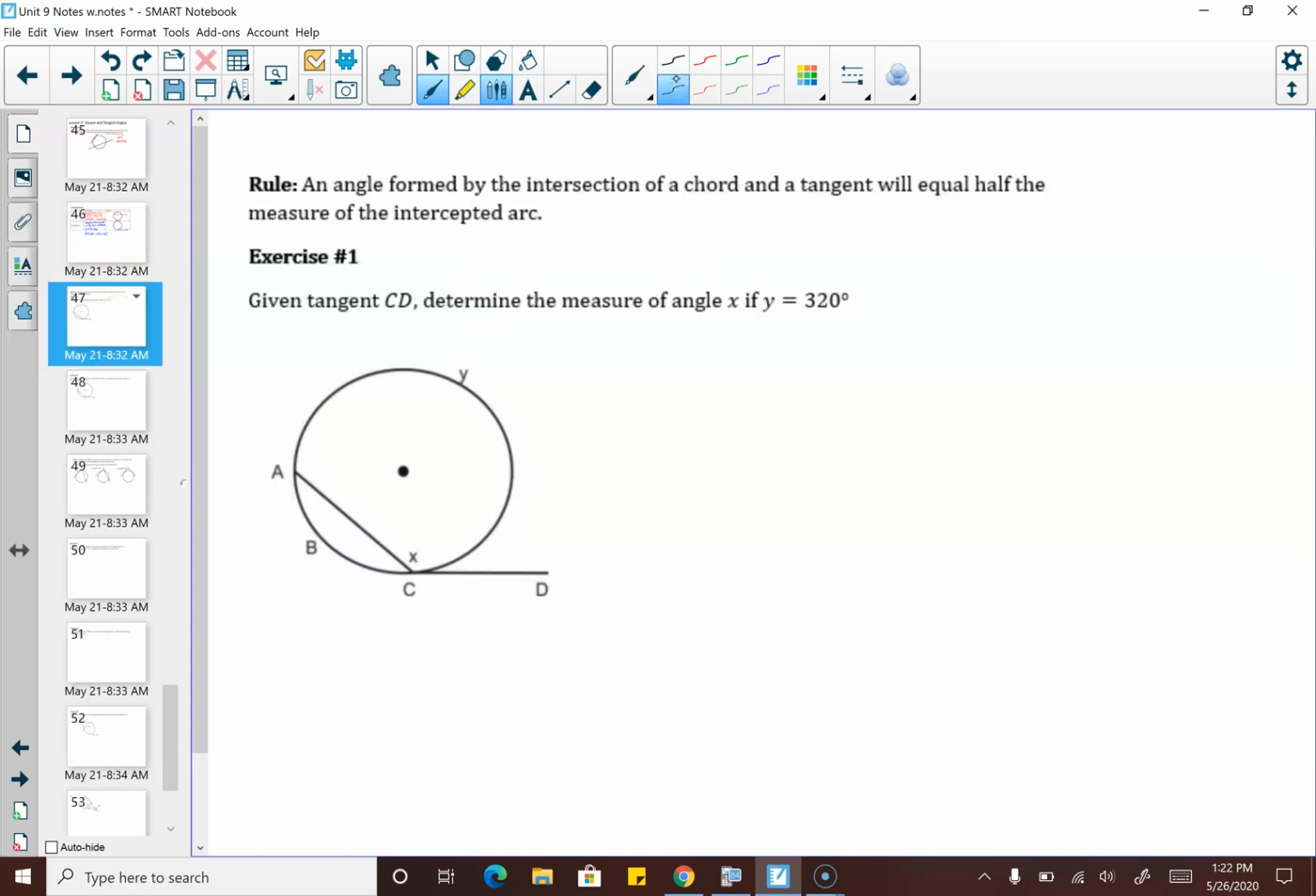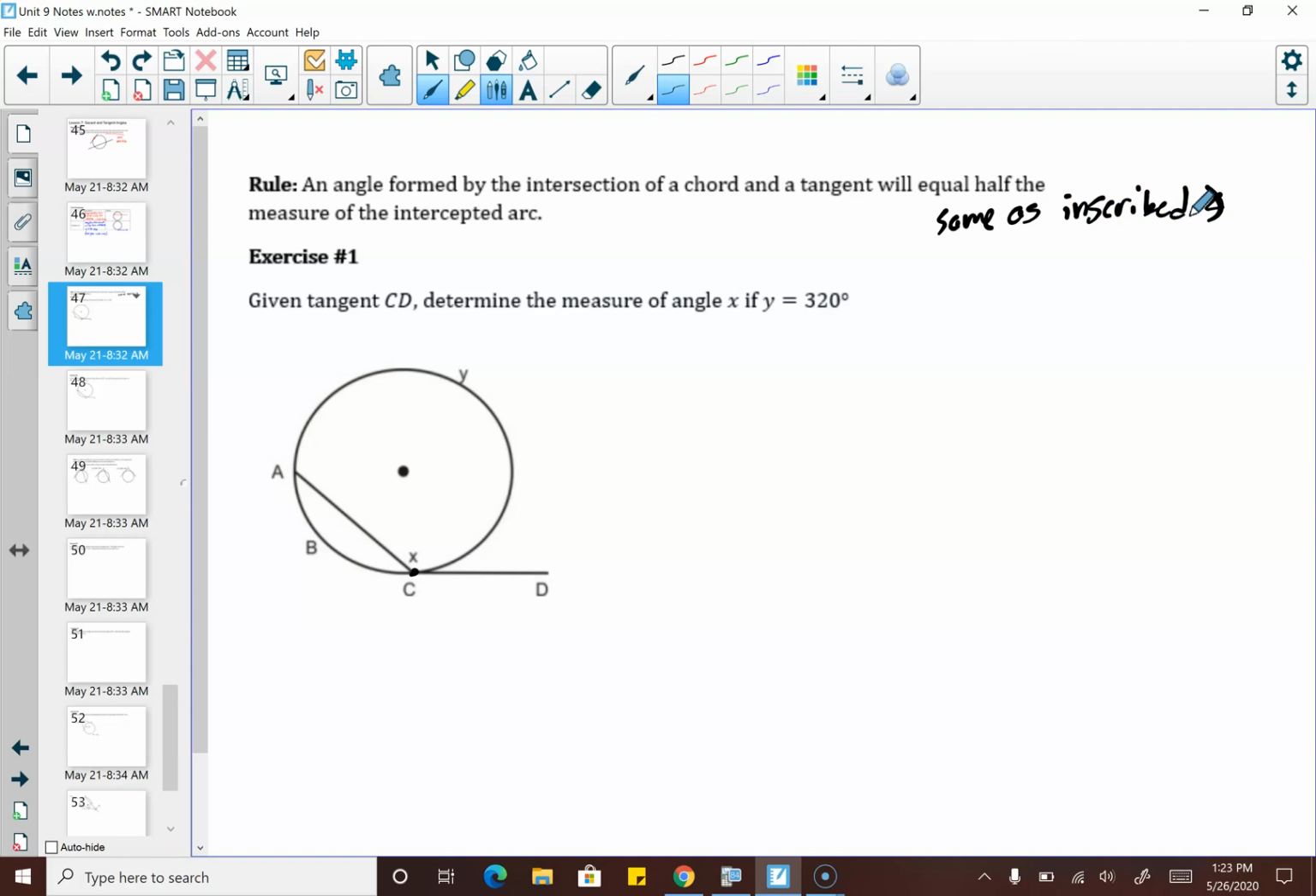So a new rule that's kind of not a new rule: an angle formed by the intersection of a chord and a tangent will equal half of the measure of the intercepted arc. So now if you take a look here, if we want to find angle X, it looks a little bit like an inscribed angle. Now, an inscribed angle would be made by like a chord and a chord, but it's going to follow the same rule as the inscribed angles. Okay.